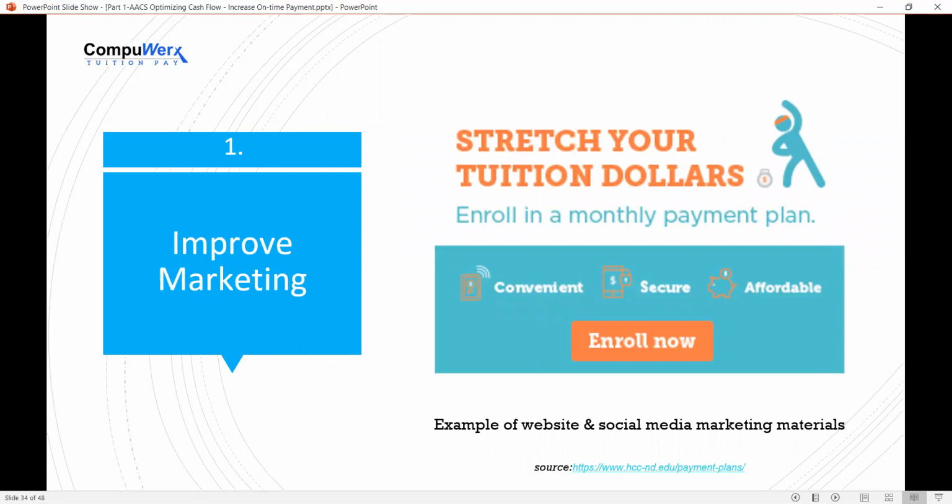Another example that you could post on your website or any social media site for the school: stretch your tuition dollars, enroll in a monthly payment plan. Here it tells you the benefits: convenient, secure, affordable. Have an Enroll Now button. When they click on the button, it will take them to the site where your students will be able to set up a payment plan with automatic payment.